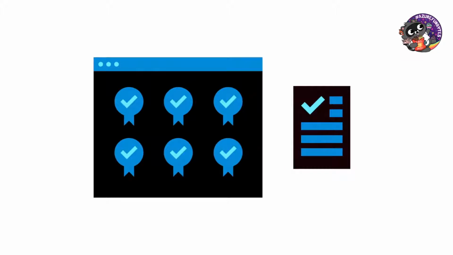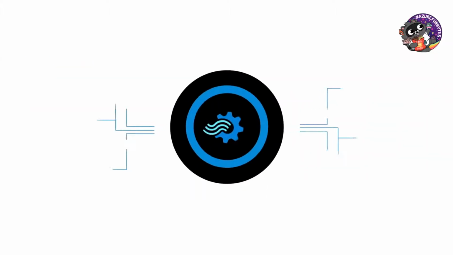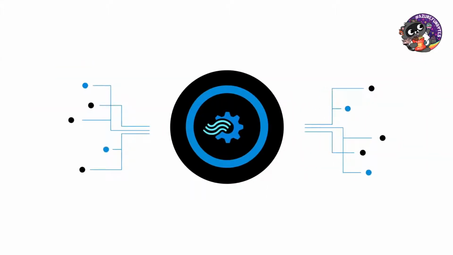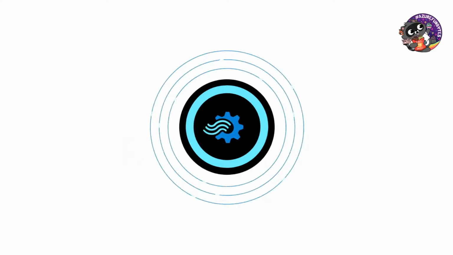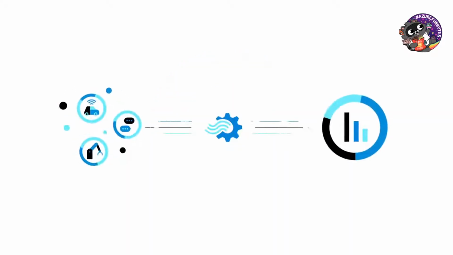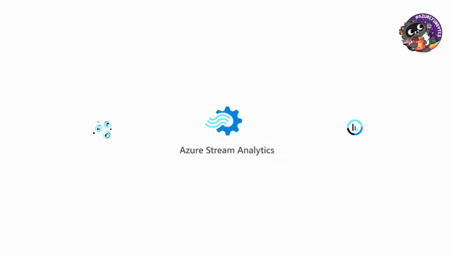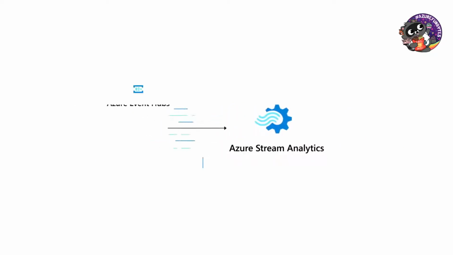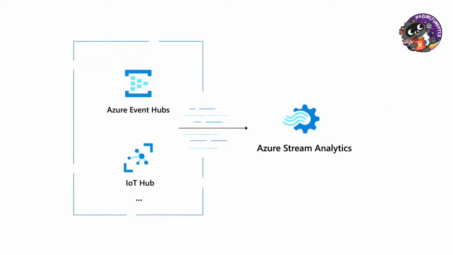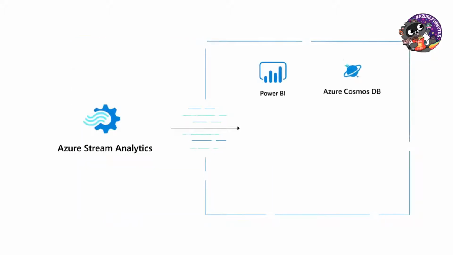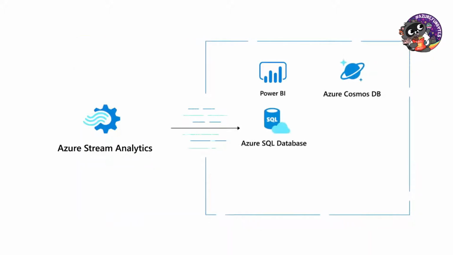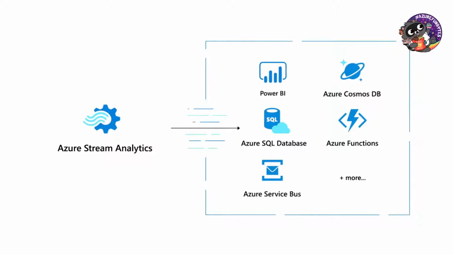Azure's enterprise-grade reliability with an unmatched, financially backed SLA allows you to confidently run mission-critical workloads with sub-second latencies. Build an end-to-end serverless solution in minutes by connecting Azure Stream Analytics to Event Hubs or IoT Hub. Directly output results to Power BI for real-time dashboarding, Cosmos DB or SQL database for persisting big data, Azure Functions or Service Bus for real-time alerting and actions, and much more.